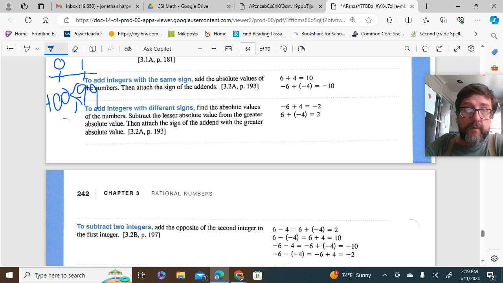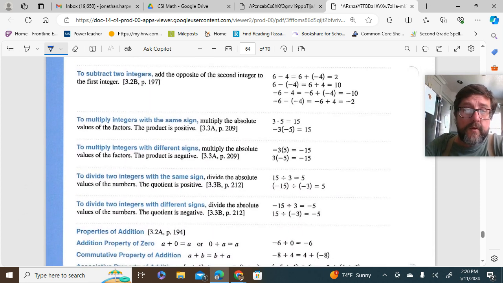To add integers with different signs, find the absolute value of the numbers, subtract the lesser absolute value from the greater absolute value, then attach the sign. So if we're adding -6 plus +4, you make both into absolute values, and you take 6 minus 4 and attach whatever sign 6 had. Okay.